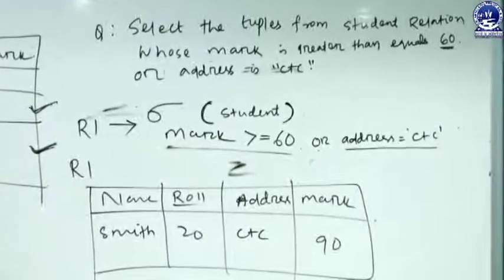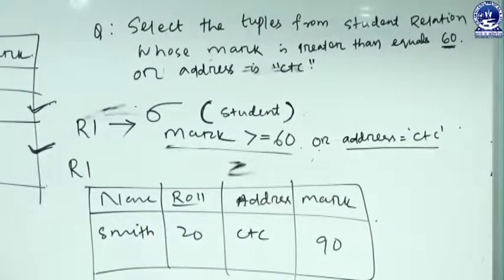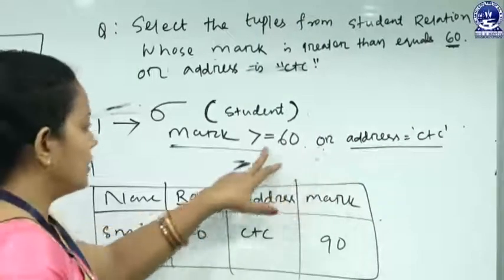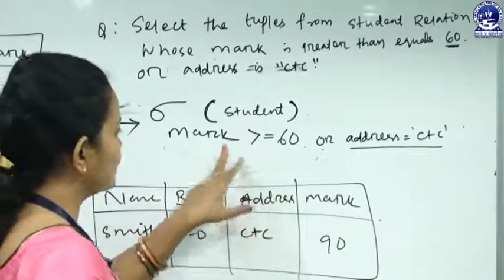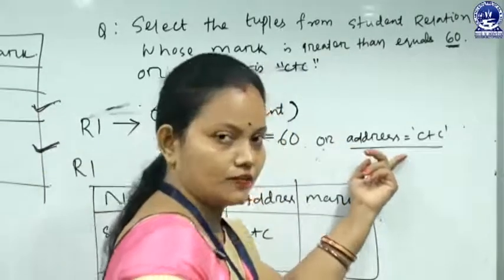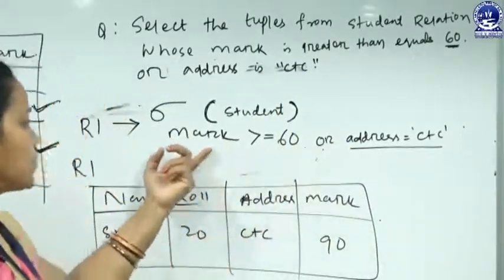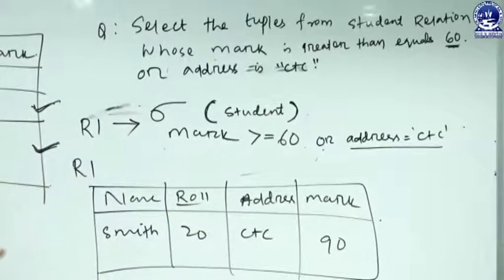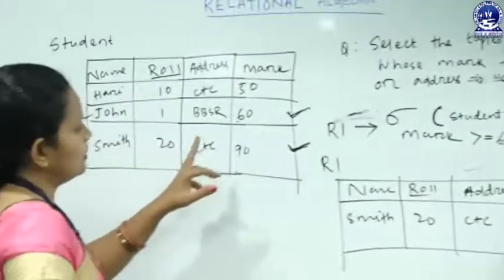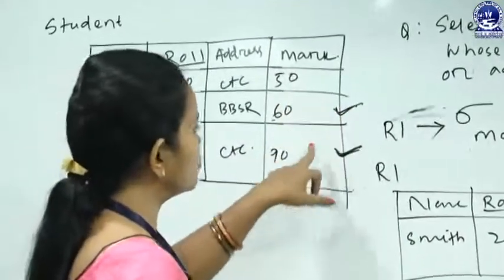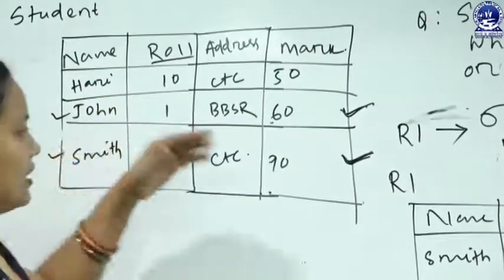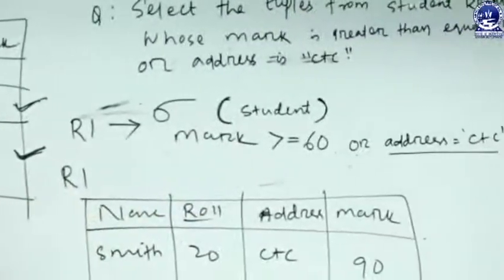Then we must see which tuples satisfy this condition, or what the result would be. If I write OR, then the tuples that satisfy only the first condition or the second condition qualify. From these two, if one condition is satisfied, then that tuple must be retrieved into the resultant relation. So let us check the conditions. First, for mark greater than or equal to 60, these two tuples are satisfying, which means these two tuples will be retrieved to the resultant relation. Then let us check the second condition, address equals CTC.